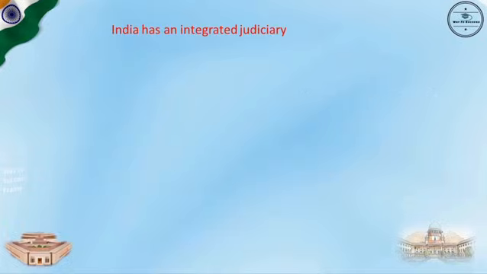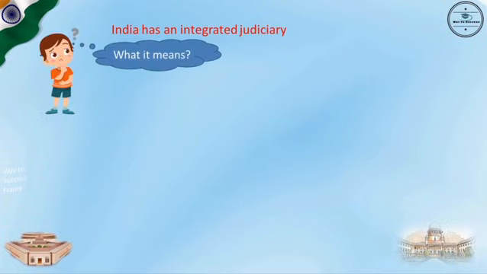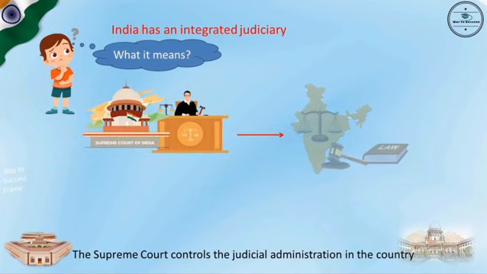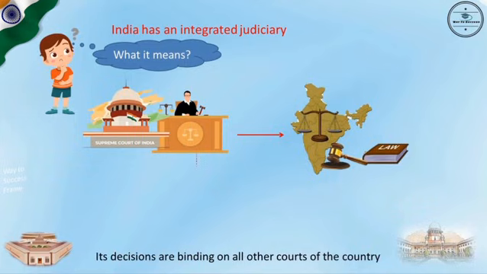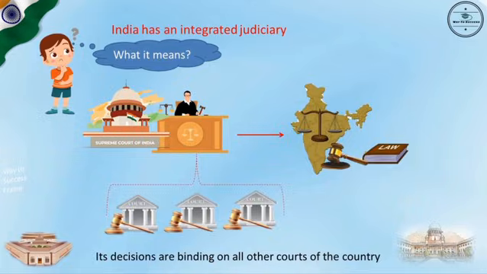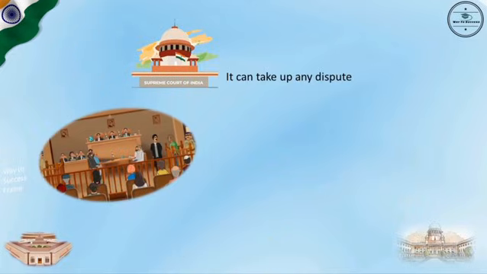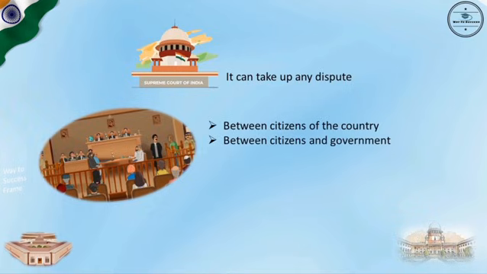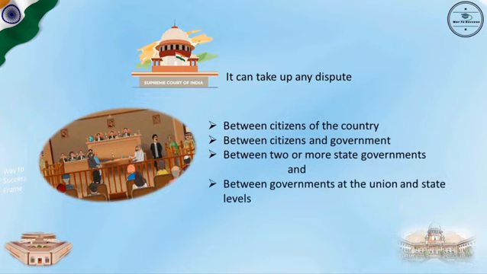India has an integrated judiciary. What it means. The Supreme Court controls the judicial administration in the country. Its decisions are binding on all other courts of the country. It can take up any dispute between citizens of the country, between citizens and government, between two or more state governments, and between governments at the union and state levels.